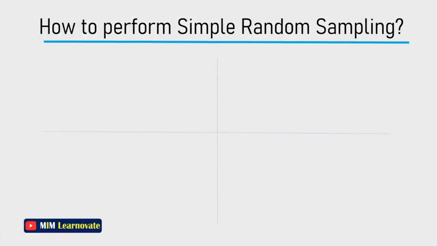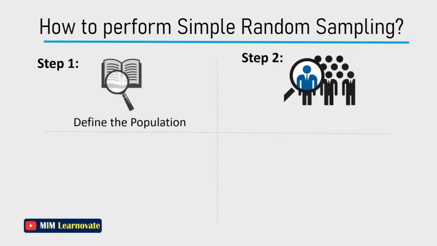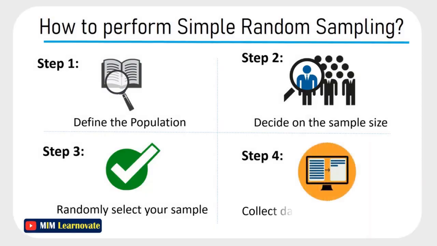How to perform simple random sampling? There are 4 key steps to select a simple random sample. Step 1. Define the population. Step 2. Decide on the sample size. Step 3. Randomly select your sample. Step 4. Collect data from your sample. Let's study them in detail.